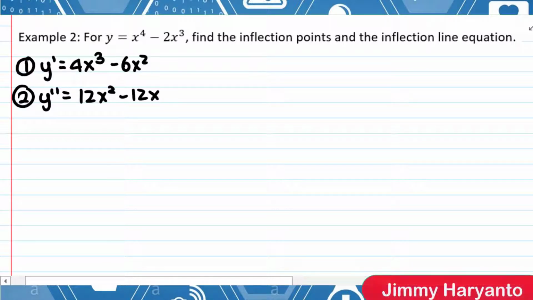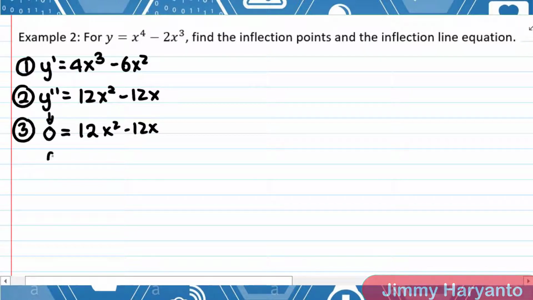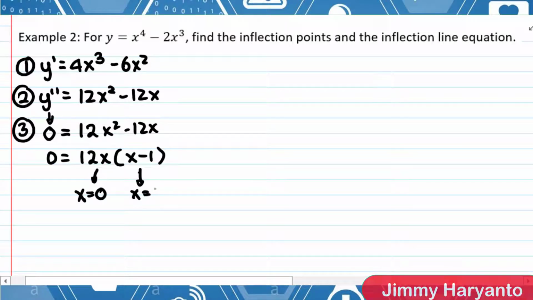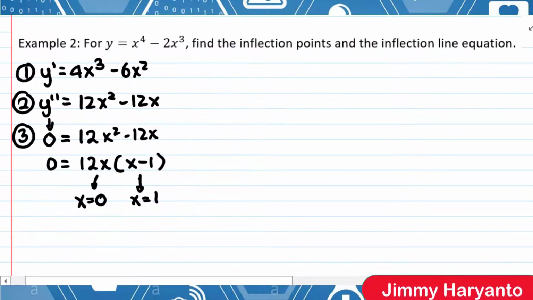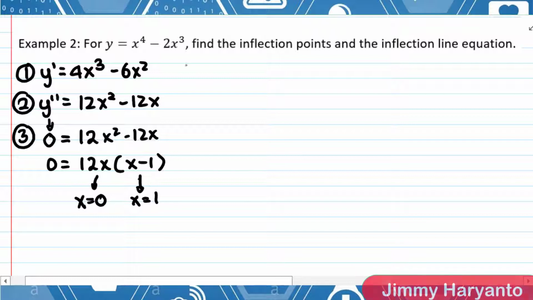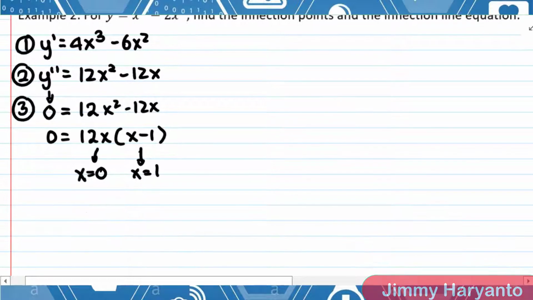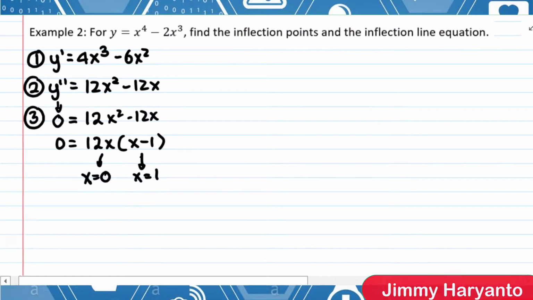Okay. To find the inflection points, you have to use the first condition. The first condition for the inflection points will be y double accent equals 0, 12x squared minus 12x equals 0. And then after that, you can factorize the 12x in the bracket of x minus 1. So from this one, you will have x equals 0. And from this one, you will have x equals 1. And then for the second condition, oh no, we are not there yet, yeah. So we have to find the point first.